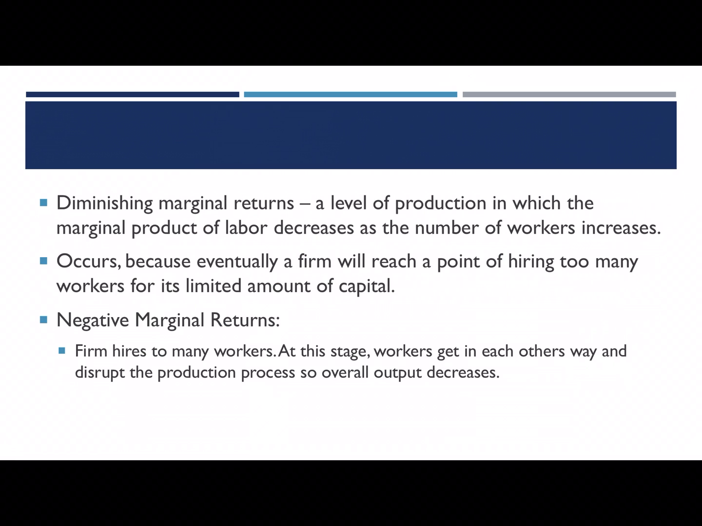But eventually, as we saw with the peak, we are going to get to what's called diminishing marginal returns. That's where the level of production in which the marginal product of labor decreases as the number of workers increases. This occurs because eventually a firm will reach a point of hiring too many workers for its limited amount of capital. So we obviously have so much physical capital, whether it's machines or resources to make the beanbags. Eventually, too many workers for that amount. So then we get negative marginal returns. That's when we hire too many workers. At this stage, workers get in the way of each other because there's not enough equipment, and our overall output decreases.